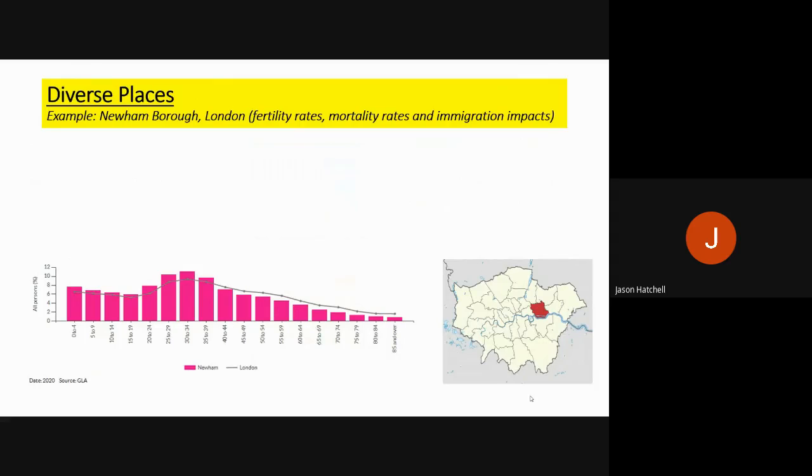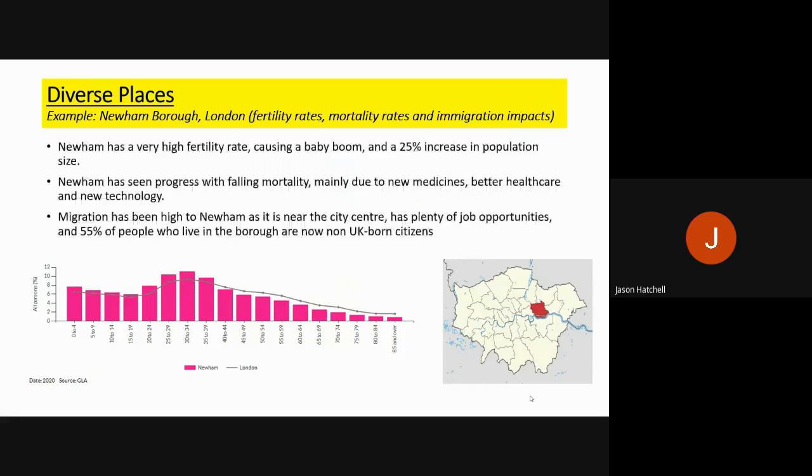And you can see very clearly that Newham's population is youthful. It has a higher young population than the London average. And its elderly population is smaller than the London average. So overall, Newham has quite a youthful population. It has a fairly high fertility rate, therefore. There's a baby boom currently, and a 25% increase in population size as well.